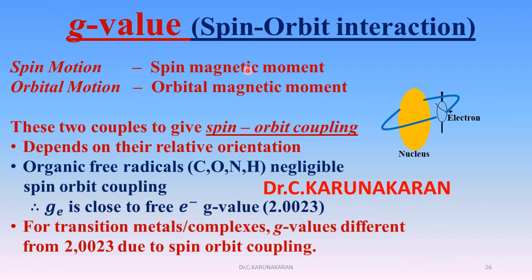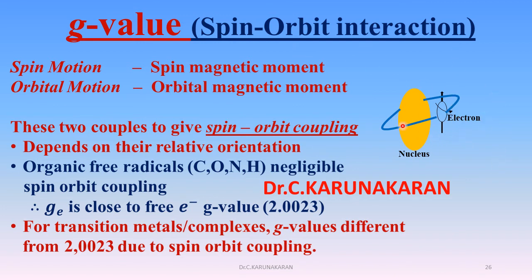In NMR, chemical shift value, similar to chemical shift value in ESR, G value is obtained. For free radicals, organic free radicals, there will be no spin orbit coupling. What is spin orbit coupling? What is spin orbit interaction?